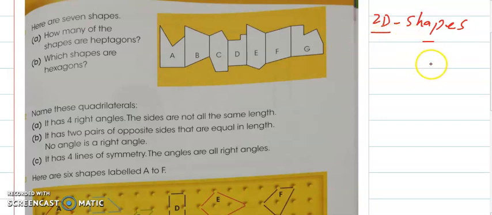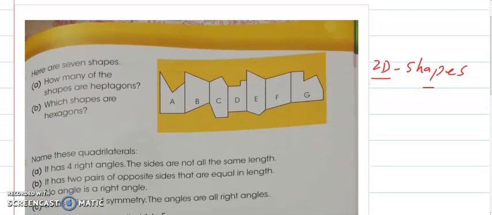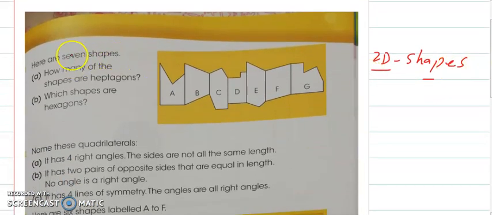Let's begin. Today we are going to do our learner book work, and we will do the learner book page 67 questions. The first question is, here are 7 shapes. You can see 7 shapes A, B, C, D, E, F and G shown here, and we have to tell which shapes are hexagons. Remember, in our last lesson we talked about the hexagon. A hexagon has 6 sides. So which of these shapes has 6 sides?